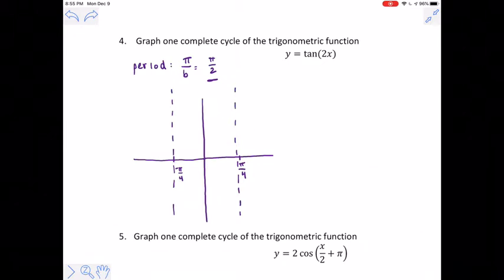And then the tangent function, let's do it like that for one of its cycles.